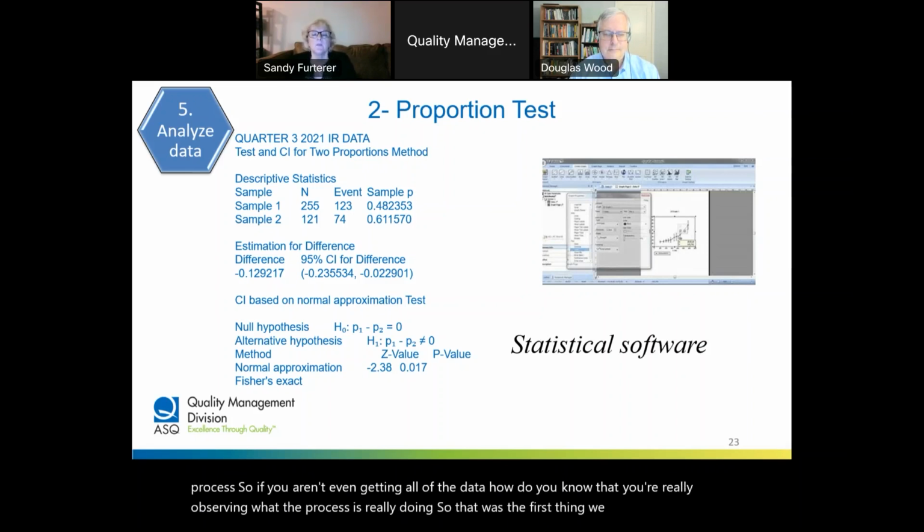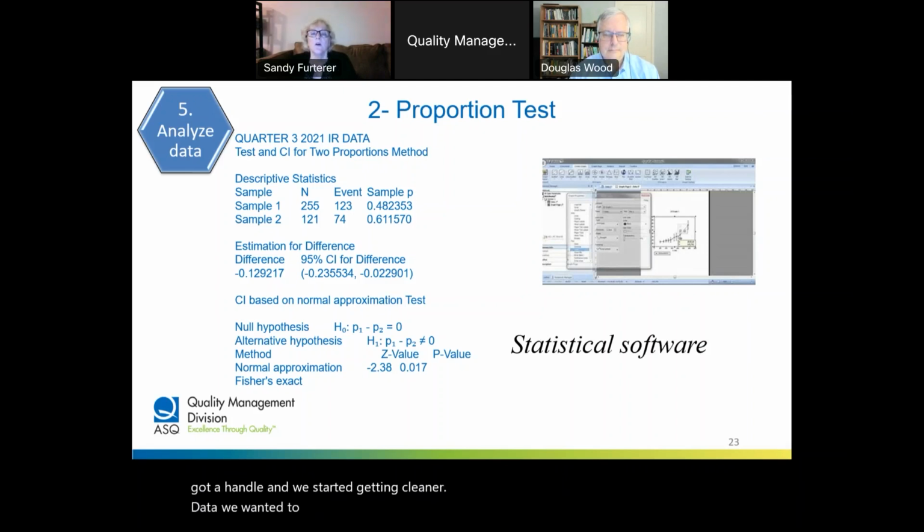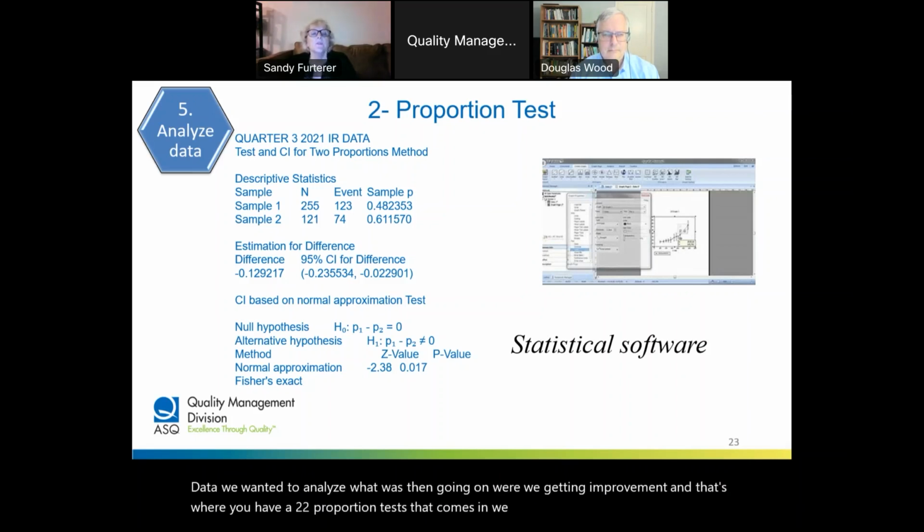Then once we got a handle and we started getting cleaner data, we wanted to analyze what was then going on. Were we getting improvement? And that's where a two proportion test comes in. We were able to understand the percent of the cases that were starting on time, the patients getting in the room on time. And so we had two samples. One was before we had improvements, and one was after. So we had 48% versus 61%.